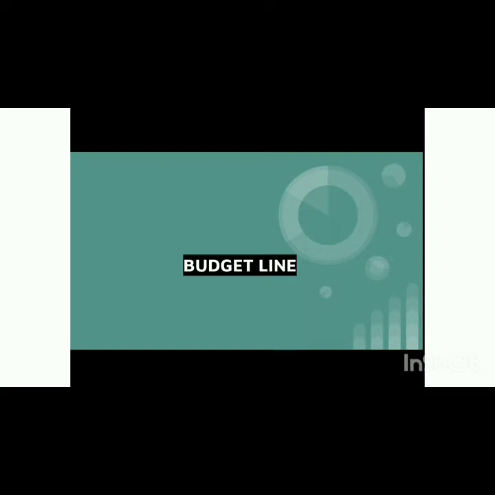What is the meaning of budget line? A line joining all the consumption bundles in which the consumer spends his entire income is known as the budget line. Here BL means budget line. It is the line joining all the consumption bundles whose cost is exactly equal to his income.